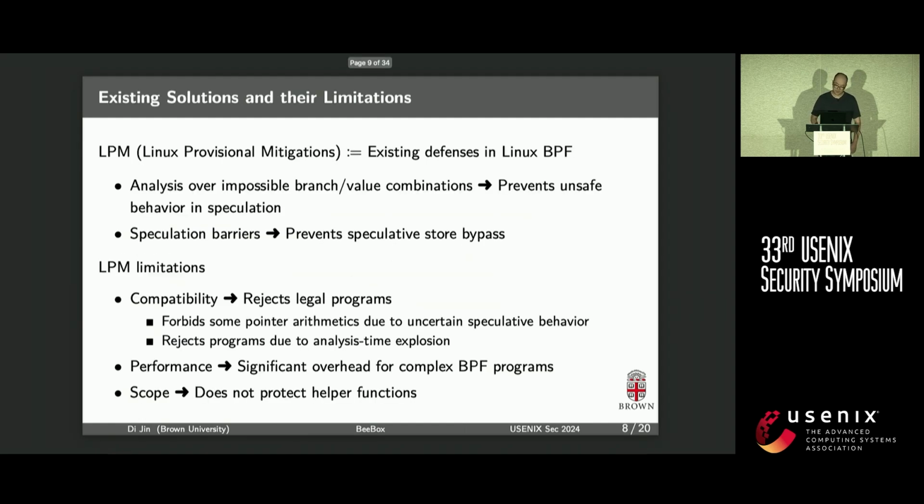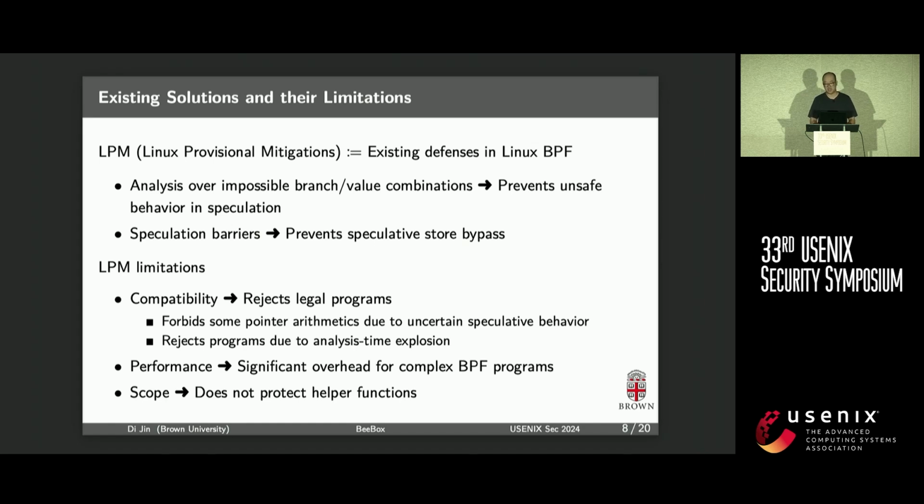Linux has defenses against transient execution attacks in its BPF implementation. We call them Linux provisional mitigations, or LPM for short. The main idea includes letting the verifier verify all branch and value combinations in its static analysis, so that it can prevent unsafe behavior in speculation. LPM also inserts speculation barriers to prevent incorrect speculative store bypass.